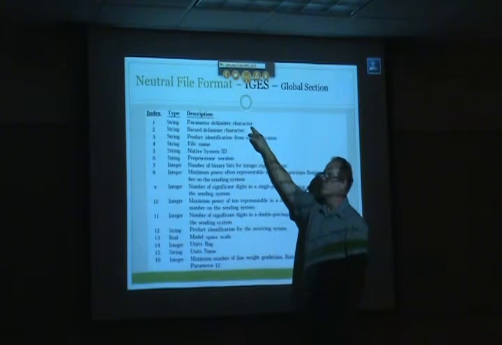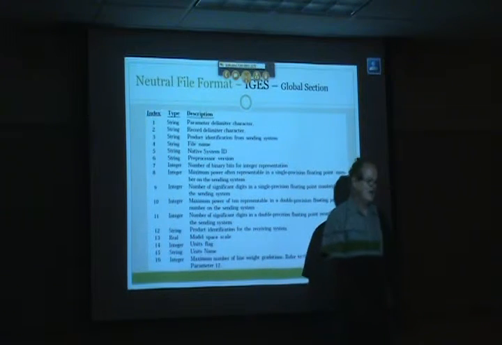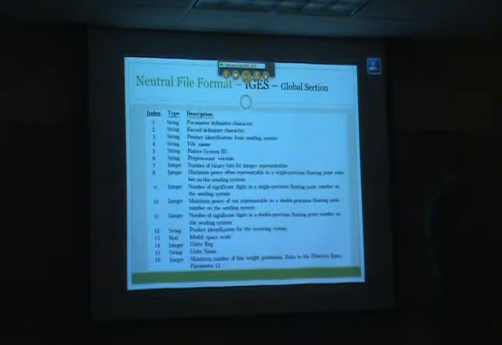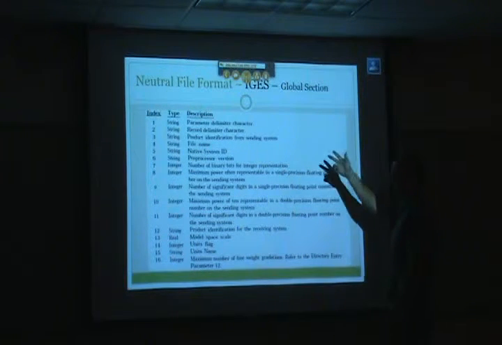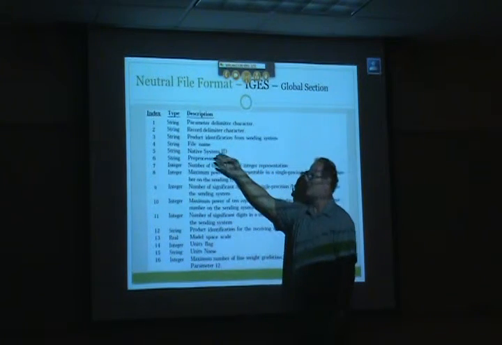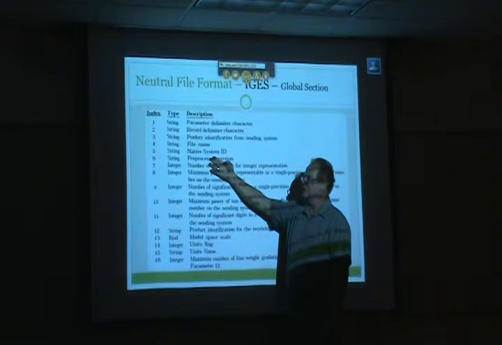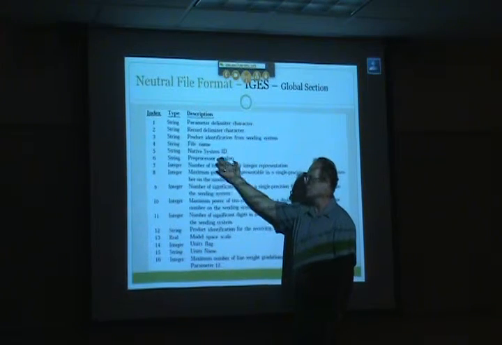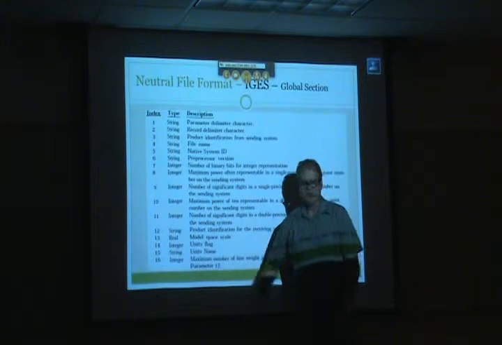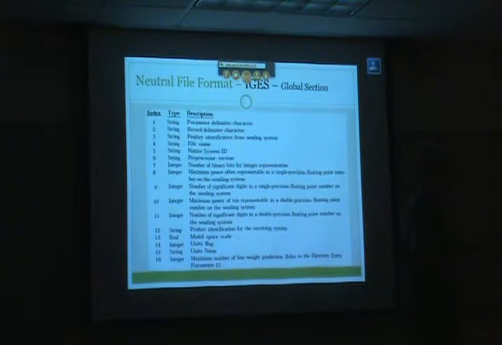So the first two things that you have to send it are the characters that delimit the data. Okay? And when you end a record and when you start another. So the first two are kind of nonsense characters, but then there's the file name, there's the native system ID, the processor version, the number of bits in a word, the accuracy of the system. All of that stuff is contained in it.